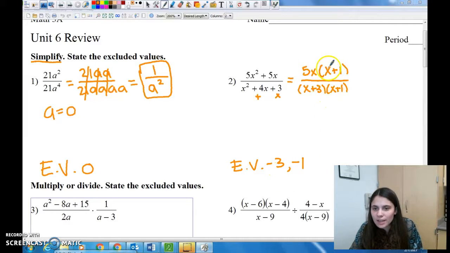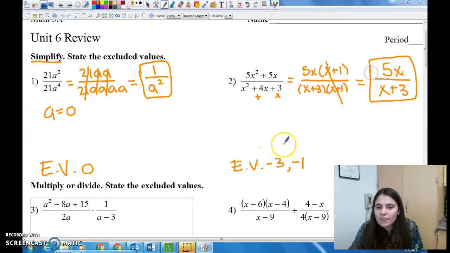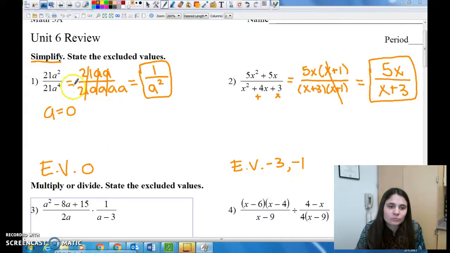And then I just see if anything cancels. So I have an x plus 1 over x plus 1. Those cancel. And I'm just left with 5x over x plus 3. Now this x plus 3 is a factor all on its own, so I can't cancel these x's. So this is as simple as it gets. So this is my answer, and these are my excluded values.